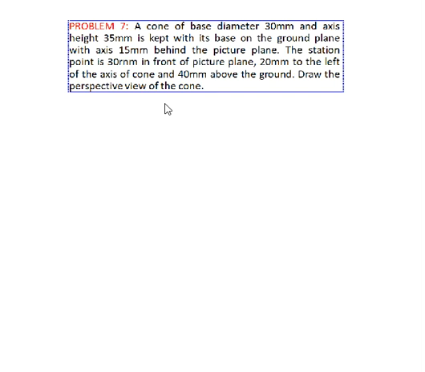Here the object is a cone, so its top view is a circle and its front view is a triangle with dimensions 35 by 30. It is given that the axis is 15 mm behind the picture plane, which means, taking 15 as half of the diameter, one point is touching the picture plane. The station point is 30 mm in front of the picture plane and 20 mm towards the left side, which means you have to draw the circle on the right side.